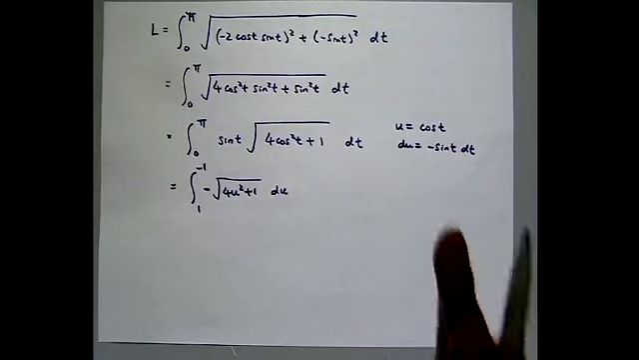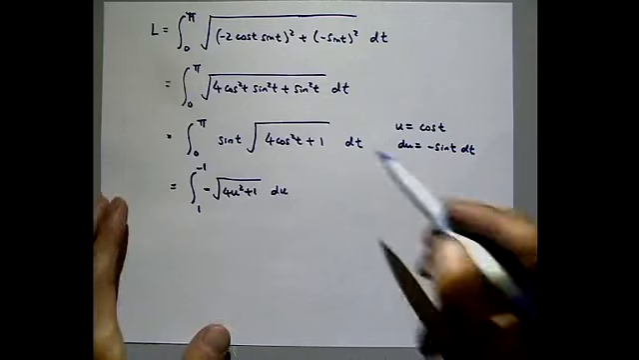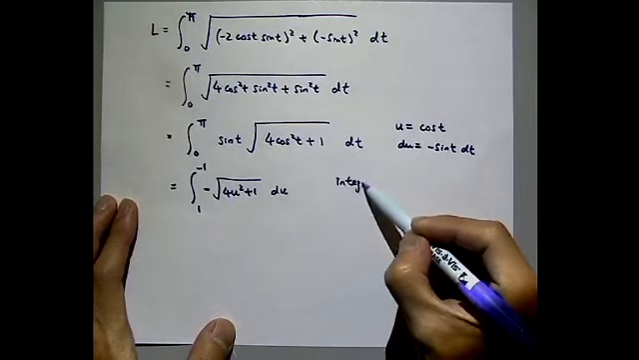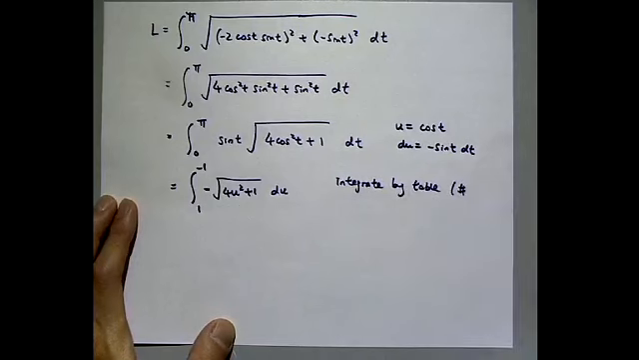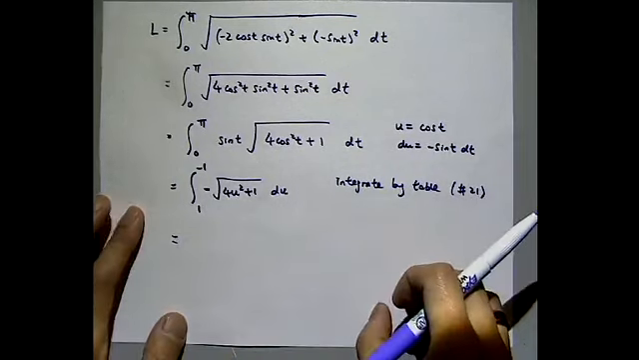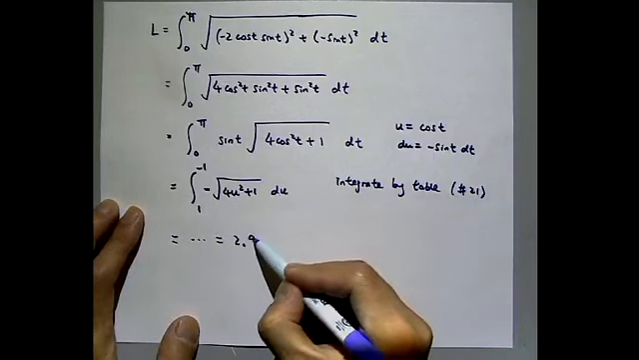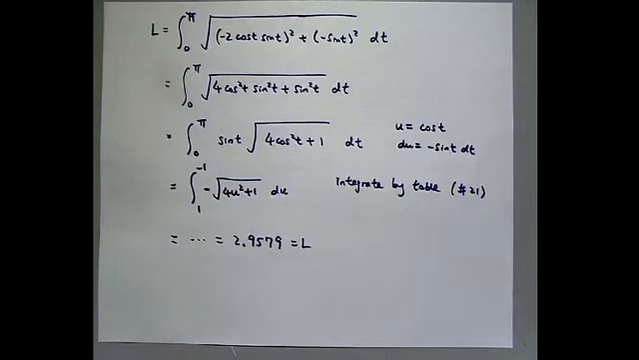Now we still can't integrate that. There are two ways to go from here: trig substitution or look up an integration table. The table is probably the easier way to do that. So integrate by table, entry number 21 in our book. That's going to give you something around 2.9579. So that's how long that path is.